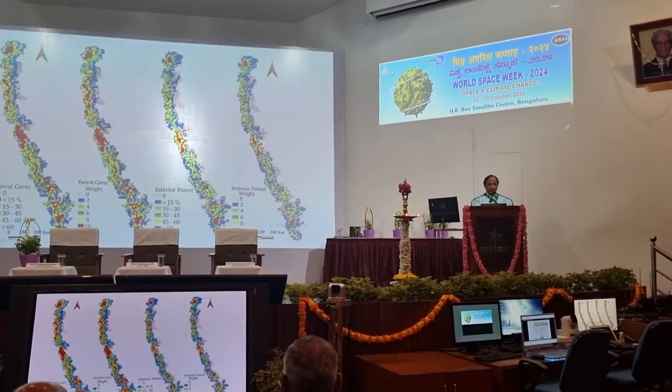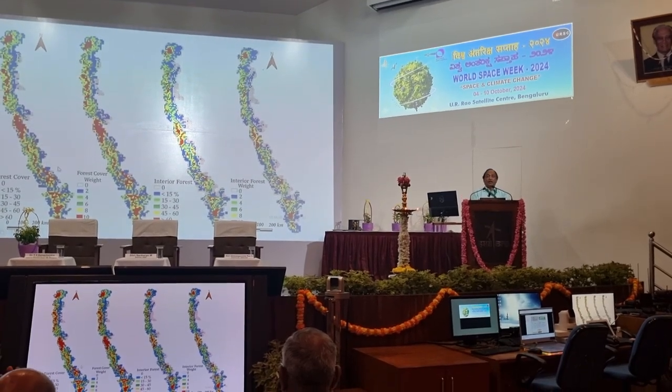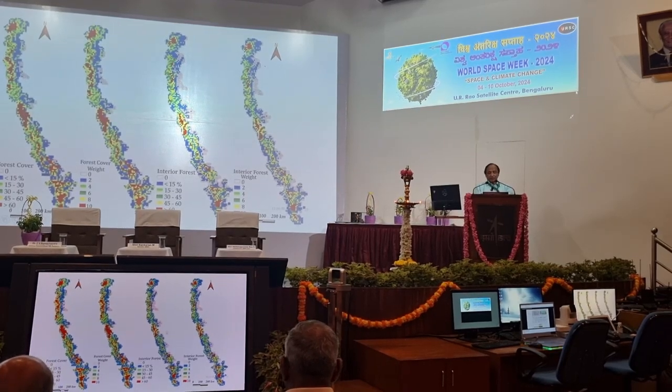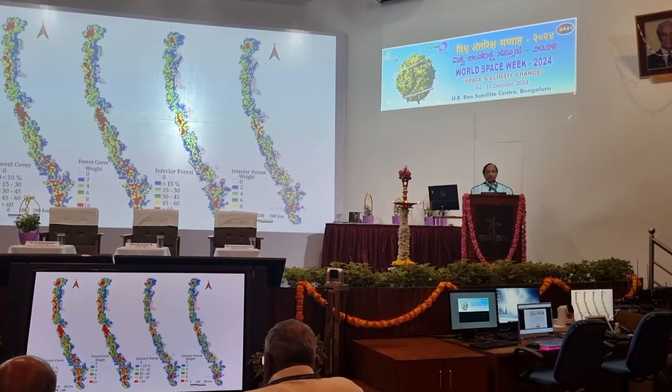For example, if you take forest, the extent of forest we have given in red. For very good forest, greater than 80%, we have given high weights. Similarly, interior forest, intact forest, okay?